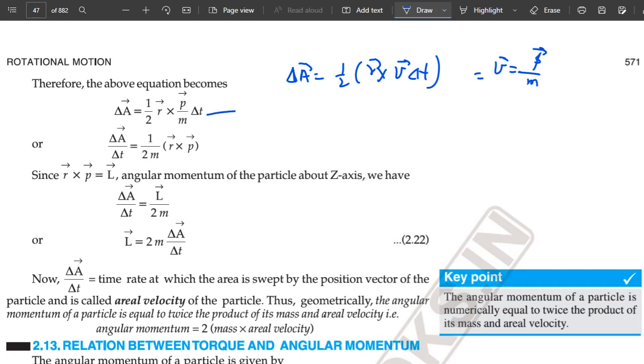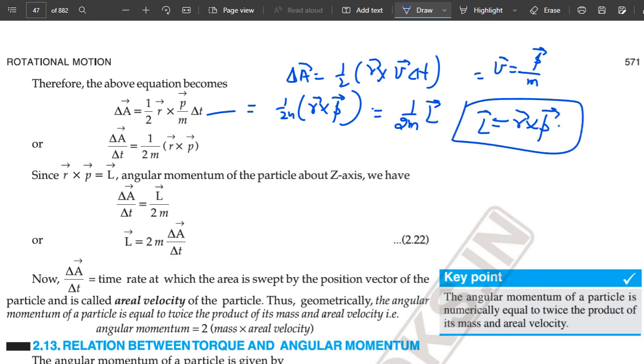This is constant. That means half r cross p, and r cross p is angular momentum. L is equal to r cross p. This is angular momentum. Now this delta t goes here. So delta A upon delta t is equal to 1 upon 2m, r cross p. This is L.